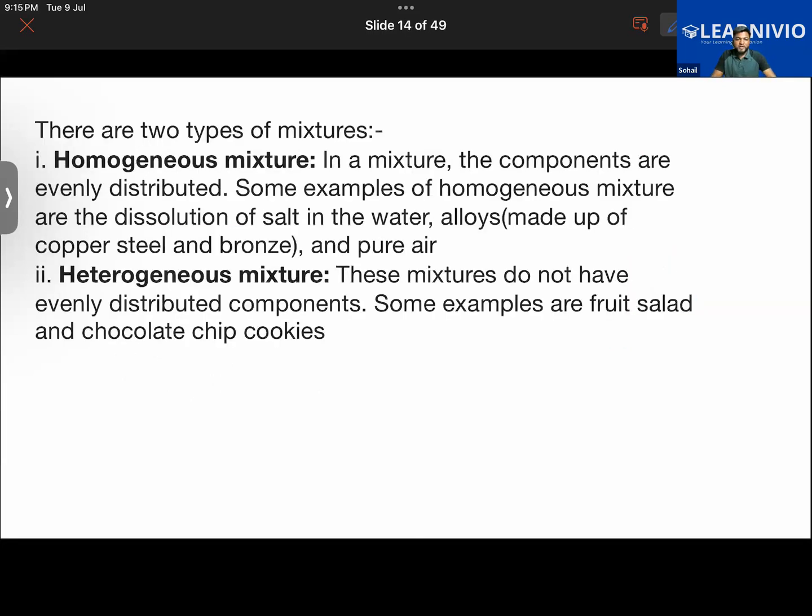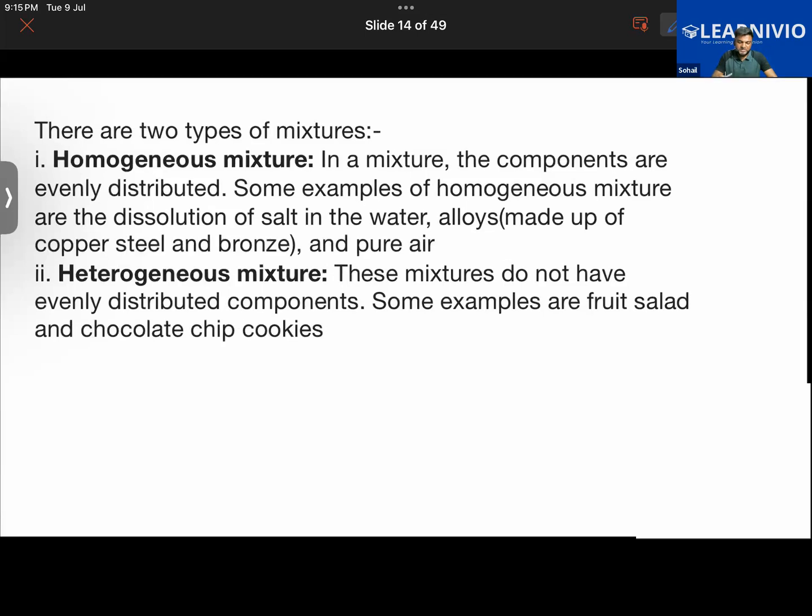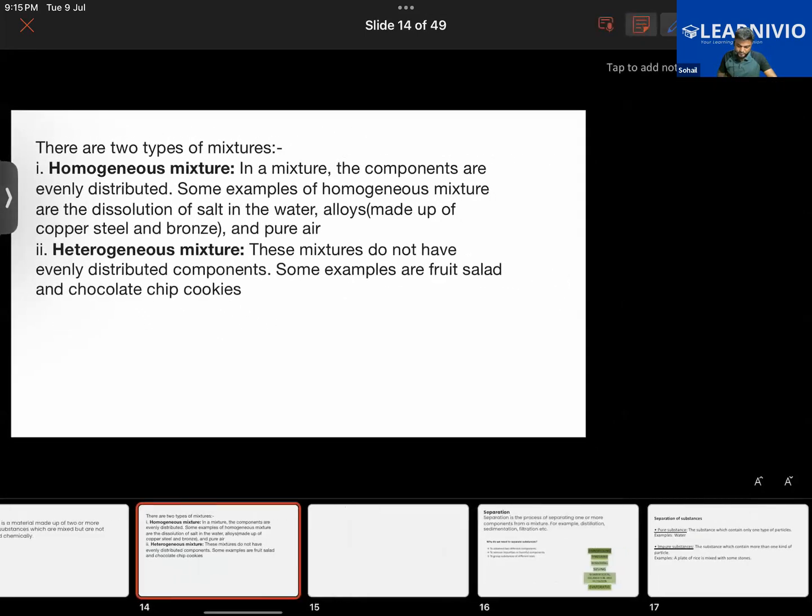We have got two types of mixtures. One that is homogeneous and one that is heterogeneous. We are going to talk about that also, but before that, we are going to first of all learn about separation. Like what is separation, and why do we need to separate substances? What is the need of that?